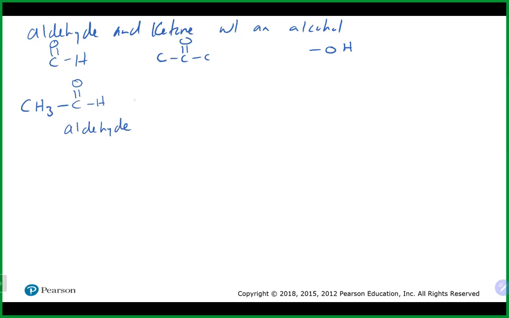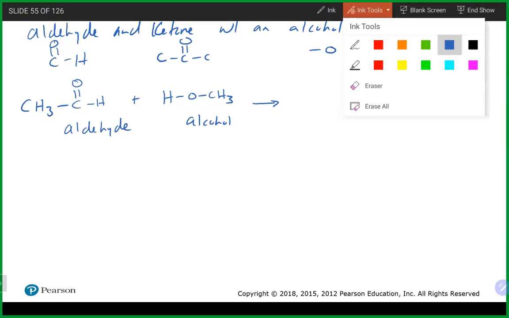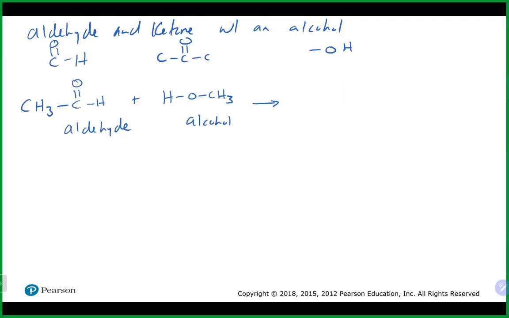And we're going to react it with a pretty simple alcohol as well. We'll just do this guy here, alcohol. So when we take an aldehyde and react it with an alcohol, as we talked about previously, pretty much everything's going to occur right here at that carbon oxygen double bond. It's pretty much where all of it is going to happen.